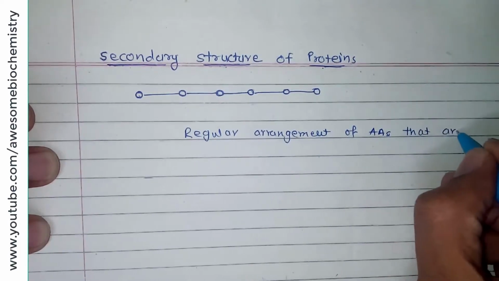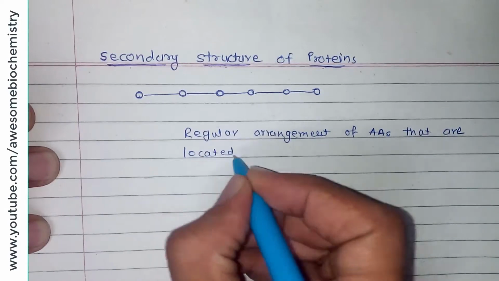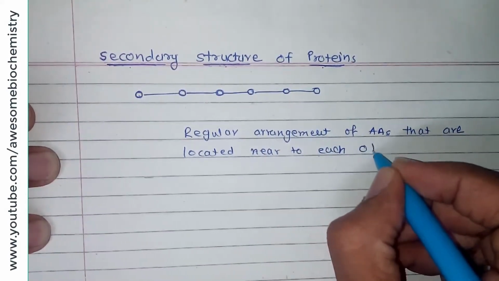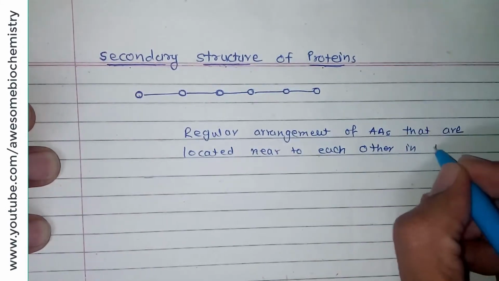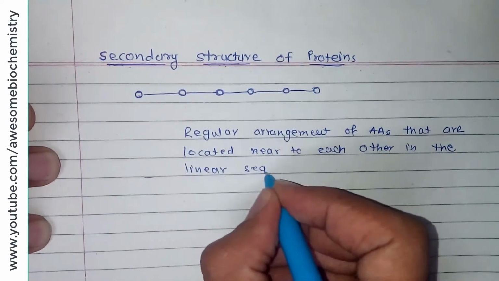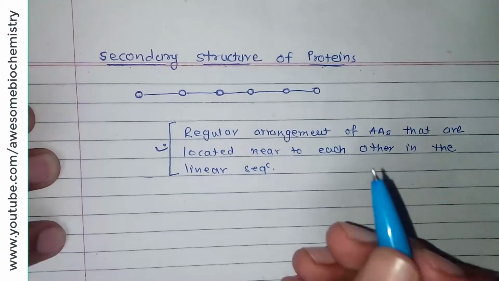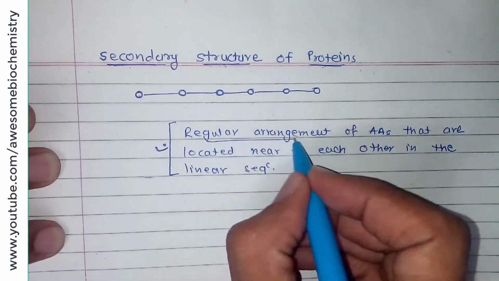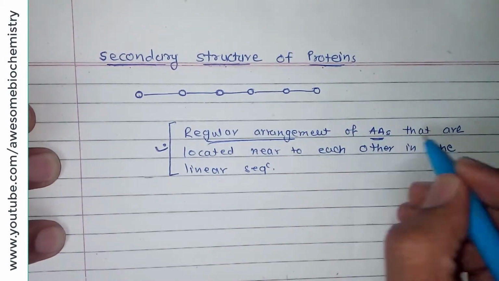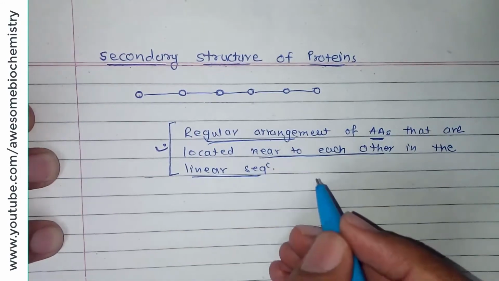that are located near to each other in the linear sequence. So, this is the definition of the secondary structure of protein. What is secondary structure of protein? It is the regular arrangement. It is not any random arrangement. It is the regular arrangement of amino acids that are located near to each other in the linear sequence.